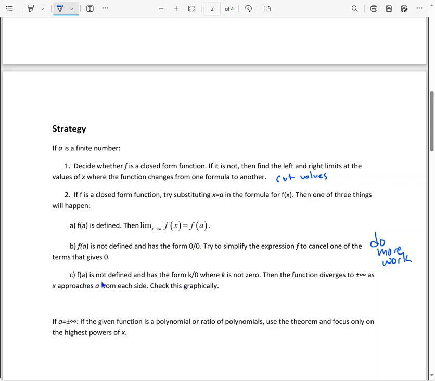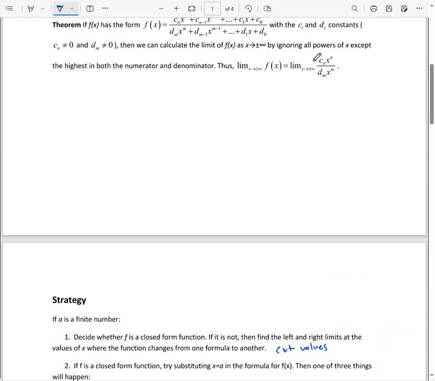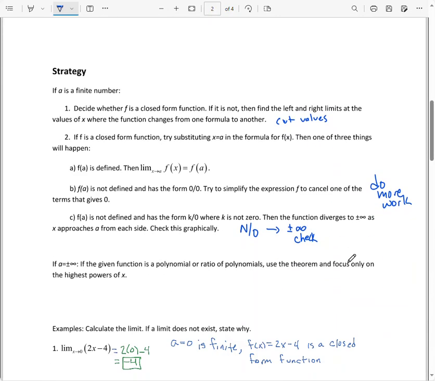If f of a is not defined, so you don't get an answer, and it has the form k over 0, or what I mentioned in the last one, a number over 0, then the function diverges to plus or minus infinity, and you have to check which one it is. All right, but if a is not a finite number, if the given function is a polynomial or a ratio of polynomials, we're going to use the theorem above to focus only on the highest powers of x. Right, this theorem says we just look at the leading values. Okay, so that's our strategy.